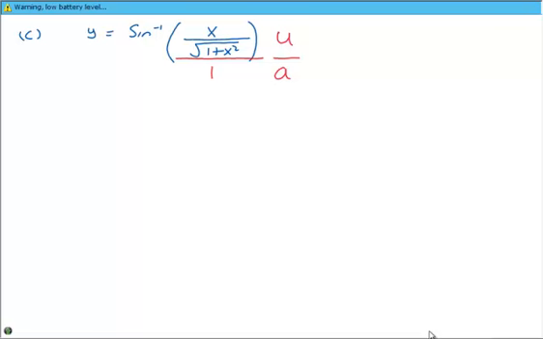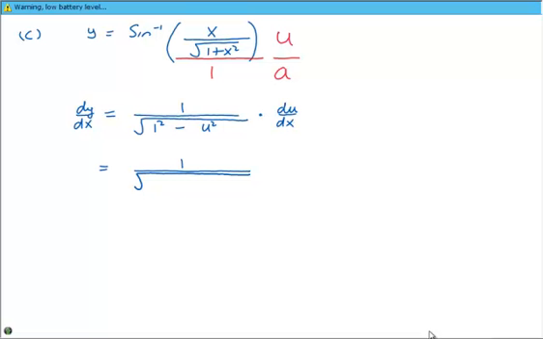Okay, so what have we got here? dy/dx is going to equal 1 all over the square root of our a squared, so that's going to be 1 squared, minus our u squared, times du/dx. Now that line doesn't necessarily have to go in. I'm just putting it in there so that you understand what's going on. That will go to 1 all over the square root, well 1 squared is 1, minus u squared. And don't forget that still has to be squared itself, times the d/dx, the derivative of x over the square root of 1 plus x squared.